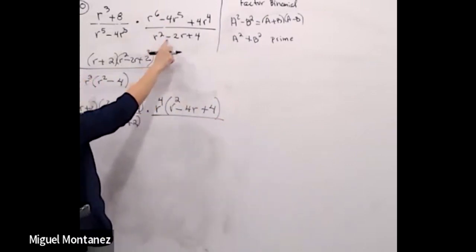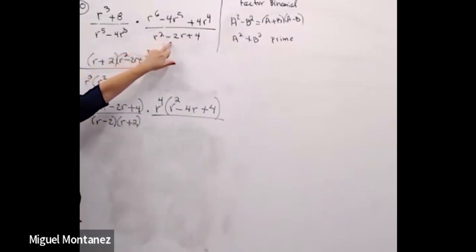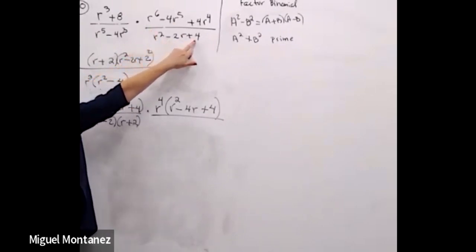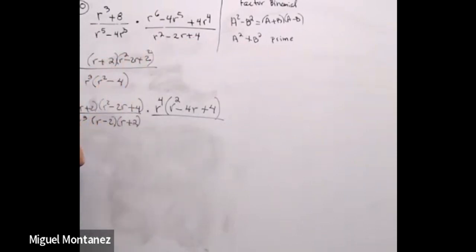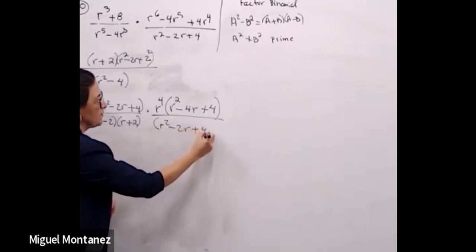Now, this trinomial at the bottom, R squared minus 2R plus 4. Could we factor that? Can we find two numbers that multiply to give us 4, but when we add them we get 2? 4 times 1 will give us 5. 2 times 2 will give us 4. So no, this one does not factor.